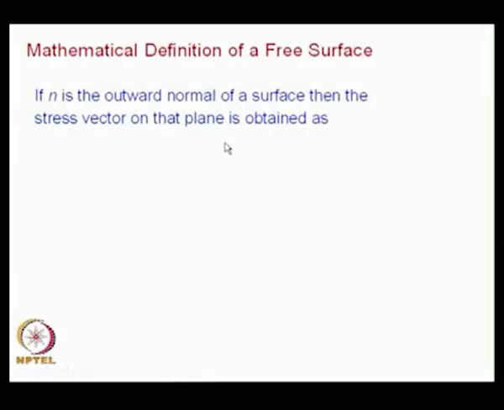Because I am going to find out the stress vector on a plane of my choice, and that is what is given here. If n is the outward normal of a surface, then the stress vector on that plane is what we want to find out. I know the stress tensor at the point of interest. Can anyone recall what you have done in the course? It is nothing but your Cauchy's formula, as simple as that.